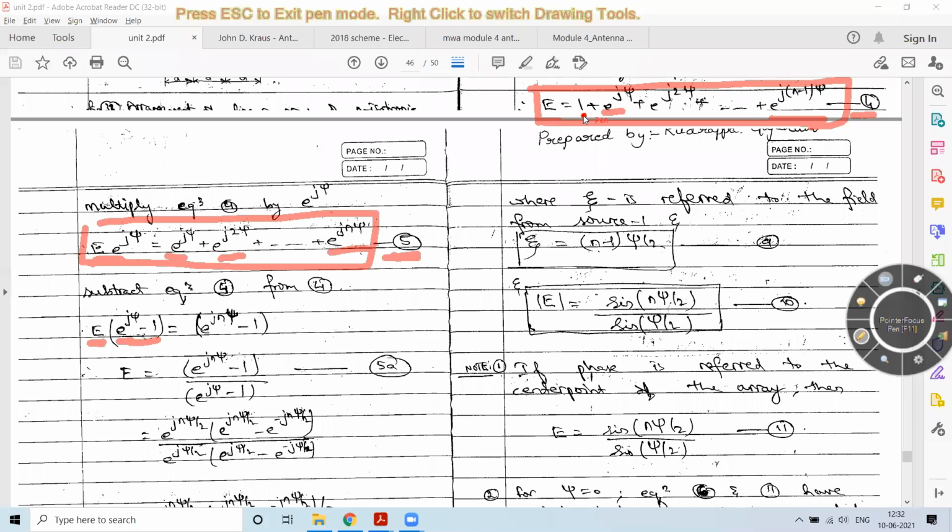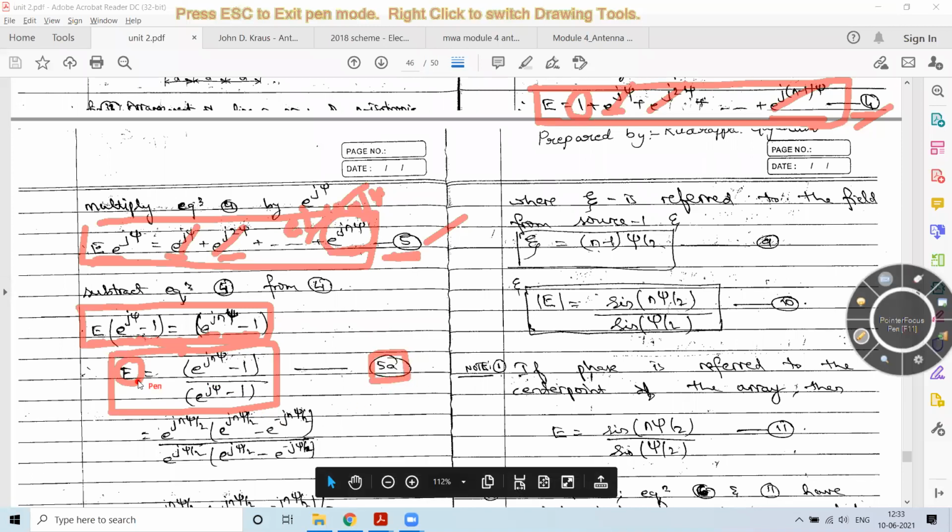Similarly, when I consider the other elements, it will reduce to: e raised to j psi and e raised to j psi get cancelled, e raised to j 2 psi and e raised to j 2 psi get cancelled, and so on up to e raised to j n minus 1 psi, that is, the term before this gets cancelled. What we are left with is e raised to j n psi and minus 1. So this is the equation we obtain when we subtract equation 4 from equation 5. Now we are interested in finding the electric field. So this electric field E is equal to, you take this in the denominator on the right hand side. When you do that, we obtain this equation, which we have represented as 5A.